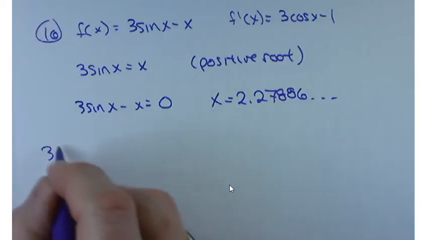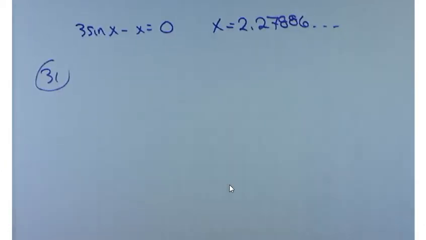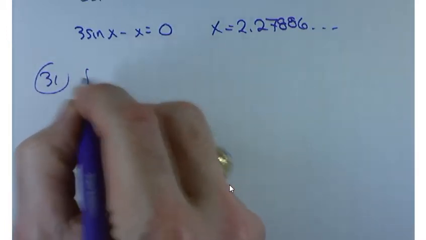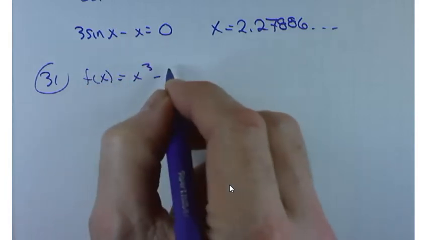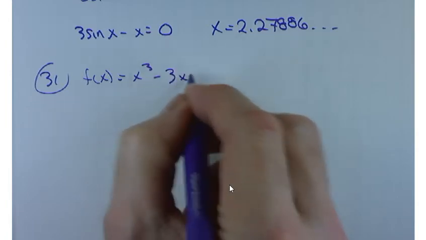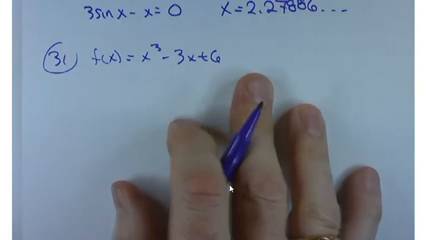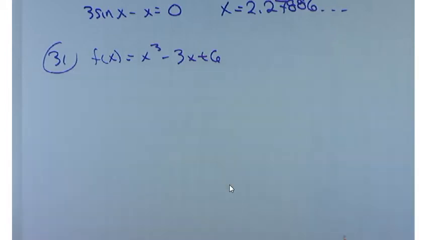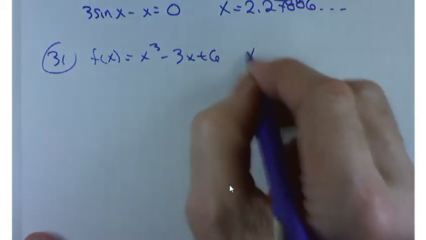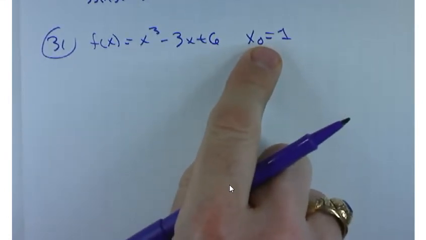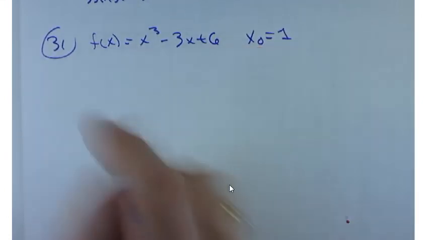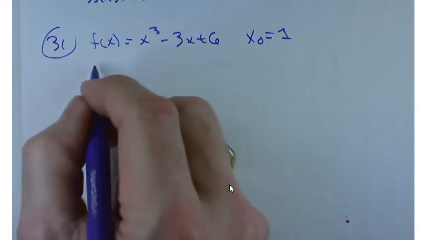So 31 says, explain why Newton's method doesn't work for f of x is x cubed minus 3x plus 6. We want to find the root of this if our initial approximation x sub 0 equals 1. And that's what I'm going to use for my initial approximation, x sub 0. So, okay. Well, let's take a look here.